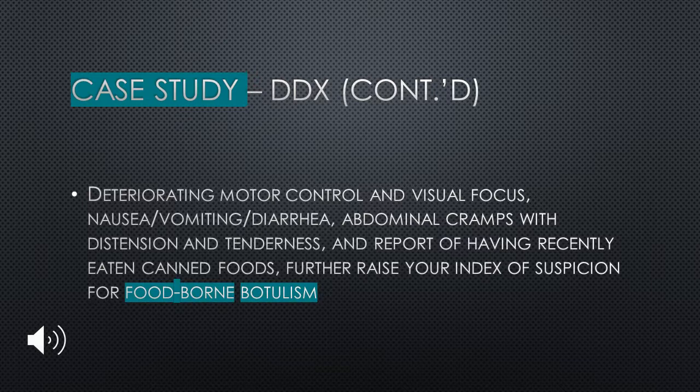Drilling down even a little bit more, taking into account not only all of these signs and symptoms, but specifically the GI disturbances, right? The nausea, the vomiting, the diarrhea, the abdominal cramps, the distension, the tenderness, and the story you were told that he and his wife 24 hours ago had canned food from a sister-in-law who just recently got into canning. So, is it possible that being new at it, she mistakenly canned some foods improperly, and maybe we're thinking now foodborne botulism.